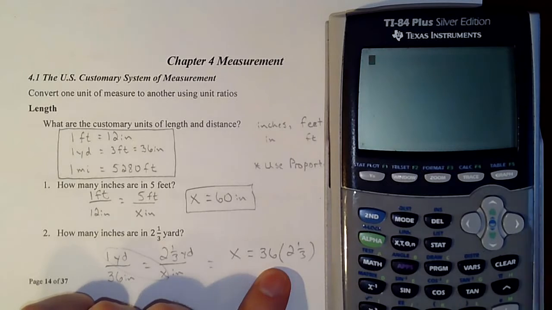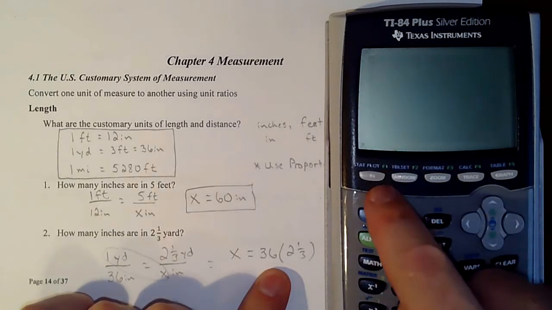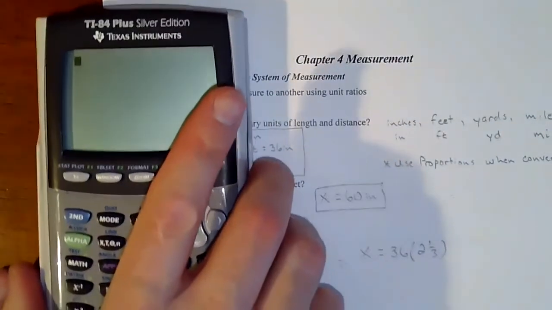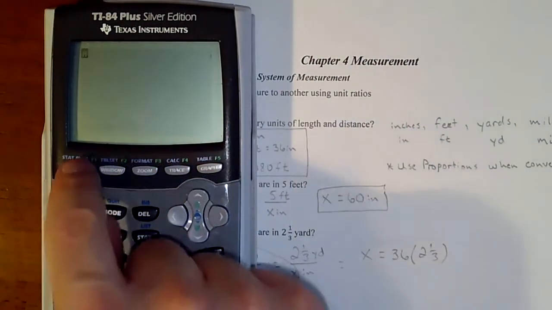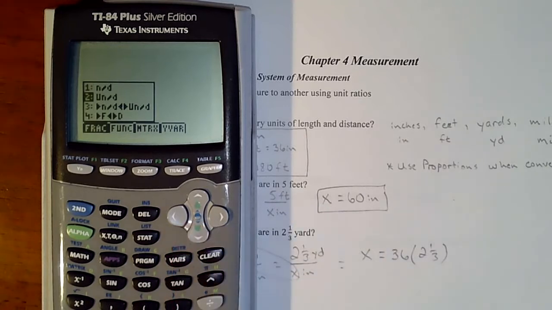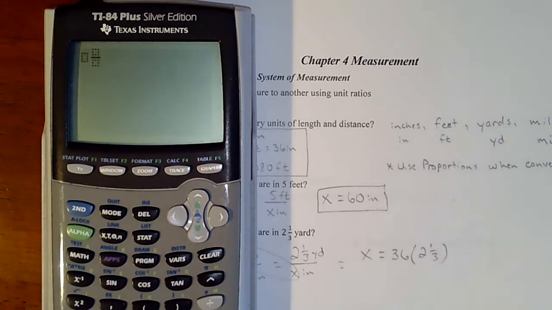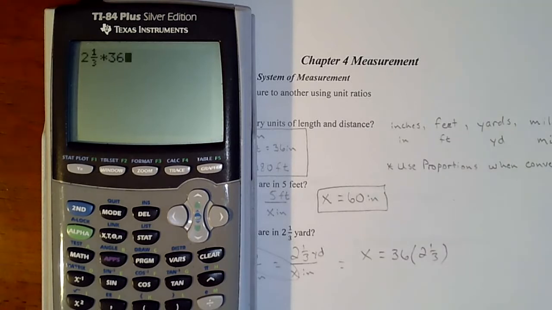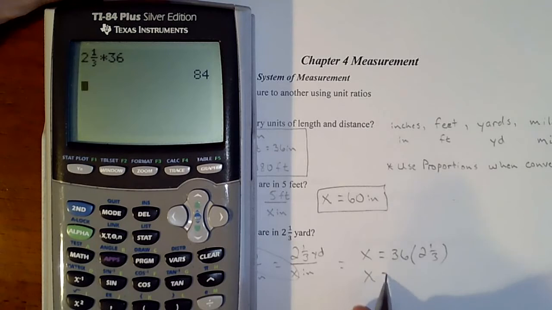To get that, right above the Y= is this little button called F1. Let me put it over on this side, you might be able to see it better. There we go. So if I press F1, I want to grab that second option. It's going to give me all these different fraction options. That allows me to put in 2 1/3 times 36. Okay, so that's going to get me 84. Now, if you don't have that option, okay, so that's going to be 84 inches.